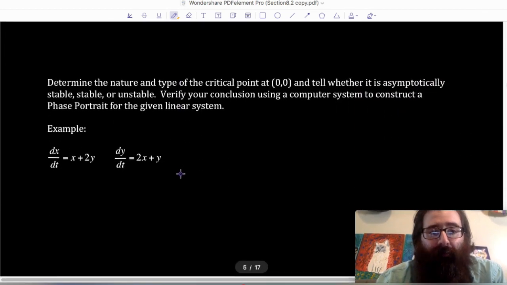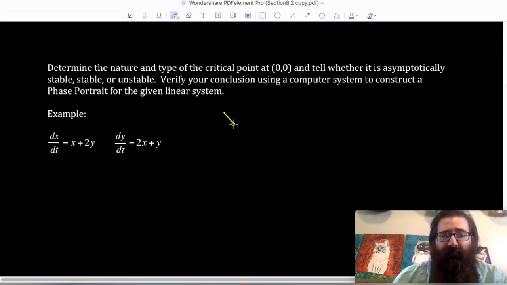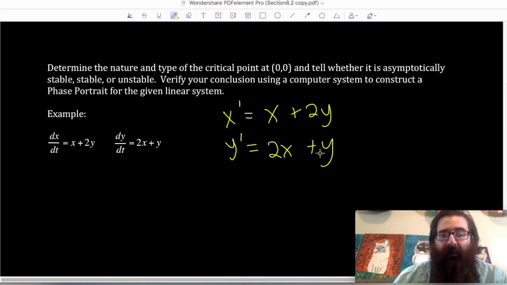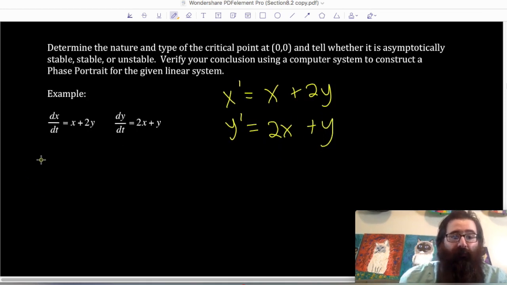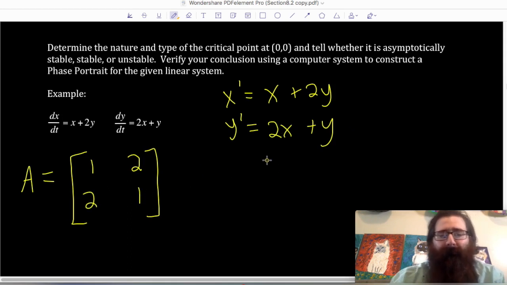Let's take a look at another example. Again, the critical point is at 0, 0. We can verify that, of course; it's quick to tell by inspection that 0, 0 is a critical point. But if I rewrite this system with my favorite notation, x prime is equal to x plus 2y, and y prime is equal to 2x plus y, I can build from this my coefficient matrix A. Using x prime to build the top row, we have 1x and then 2y, so 1 and then 2. Y prime builds the second row: we have 2x, so write the 2, plus 1y, so write the 1.